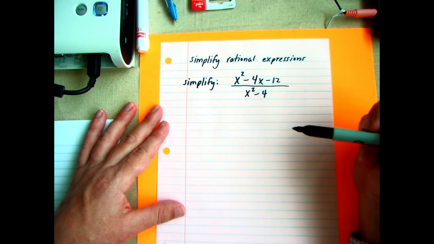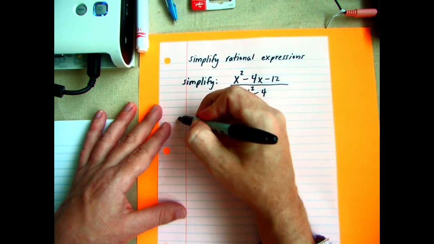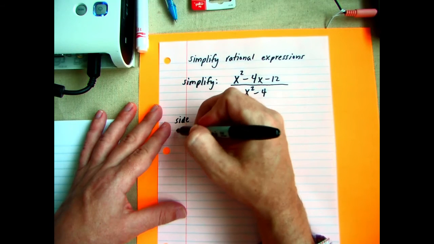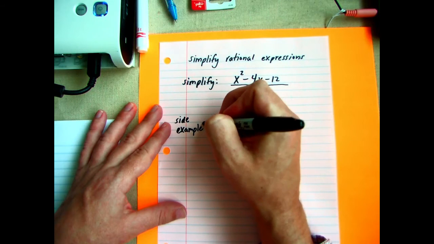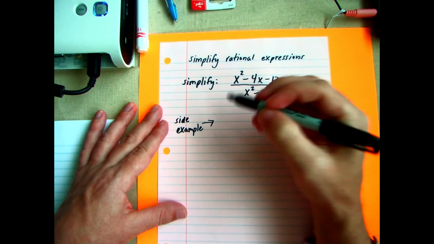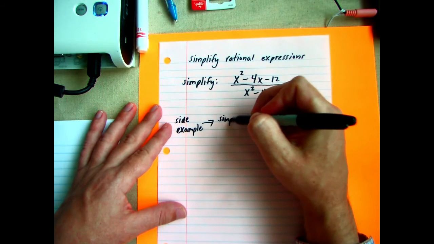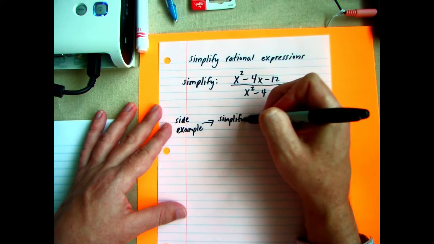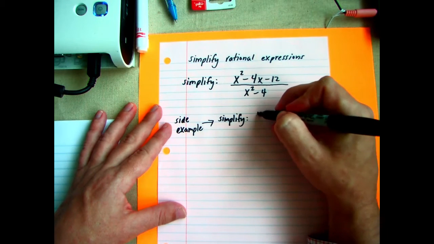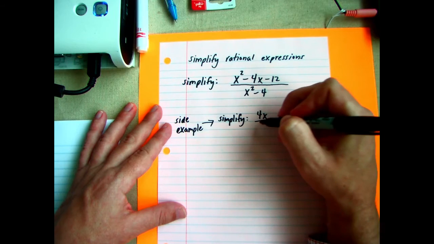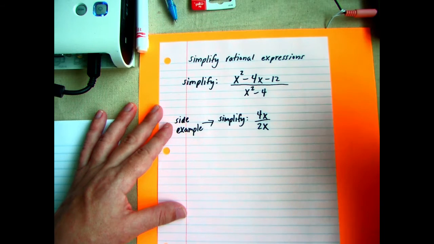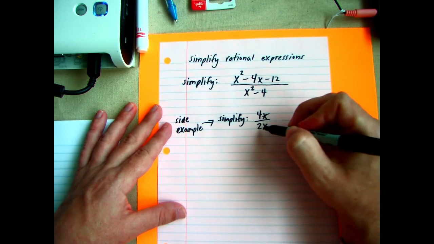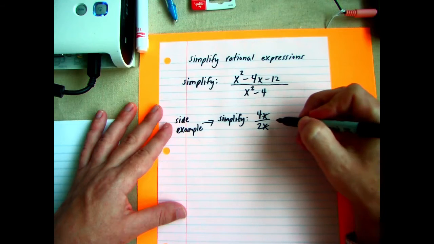You cannot cancel the x squareds. You cannot cancel the 12 and the 4. To show you what you can cancel, I'm going to do a little side example here. So on the side, let's try to simplify 4x over 2x. So here's one where you can eliminate variables. You can cancel the x's.